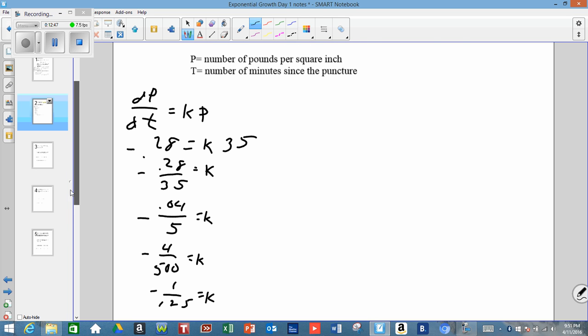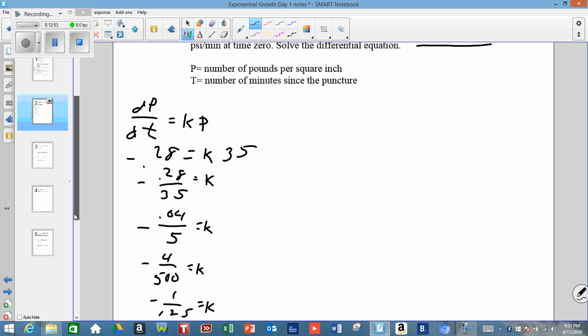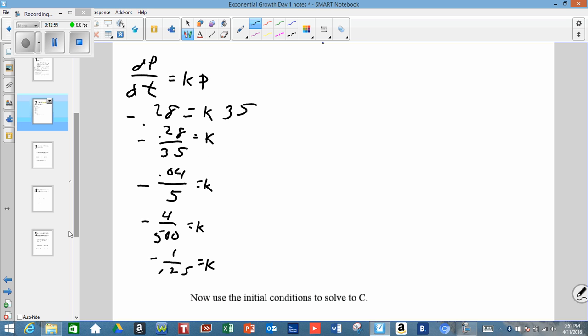Let's go back up here. All right, and it says solve the differential equation. So we're going to plug the proportionality constant back in for k, and we get that dp/dt is negative 1/125 p. And then from here, we're going to do the separable differential equation.